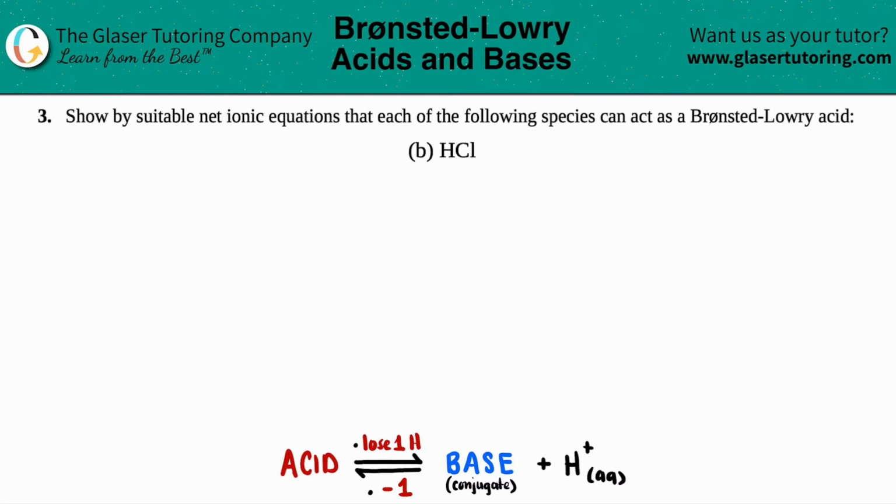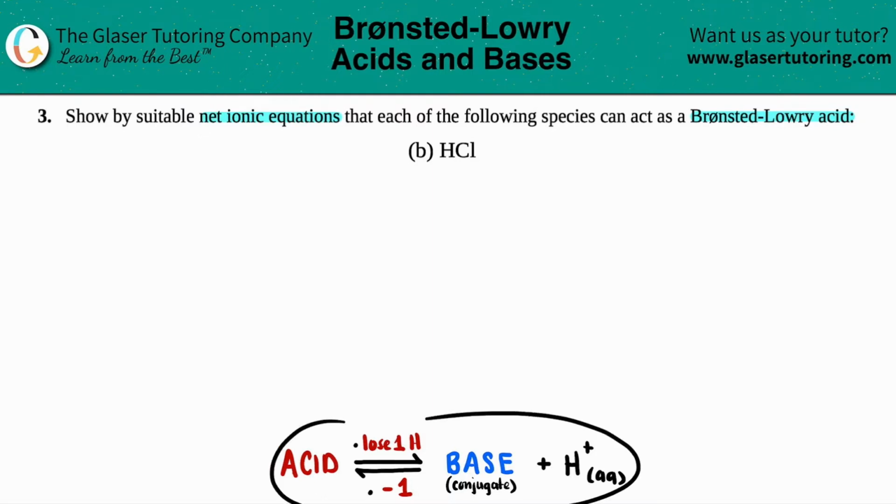Number 3, show by suitable net ionic equations that each of the following species can act as a Bronsted-Lowry acid, and then we have letter B. So in this case, we have to show how HCl will act as a Bronsted-Lowry acid, key in on the acid component, with a net ionic equation.